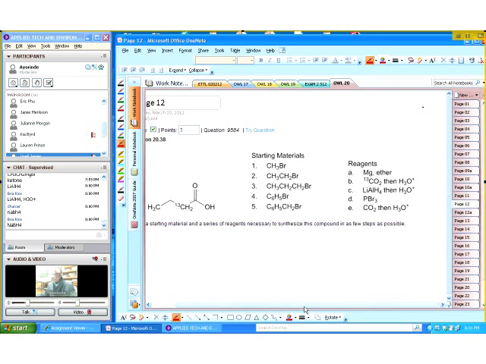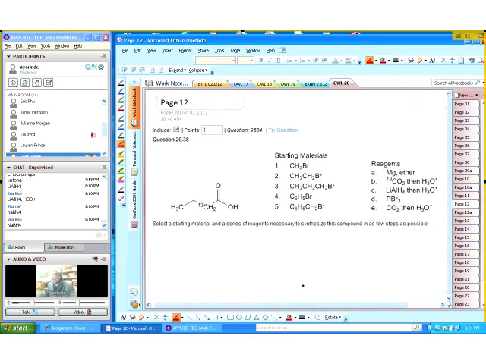Let us see. Julianne, go ahead and read this question first. Select the starting material and a series of reagents necessary to synthesize the compound in as few steps as possible. So they want us to synthesize this molecule here in as few steps as possible.